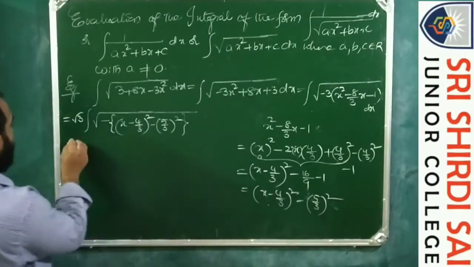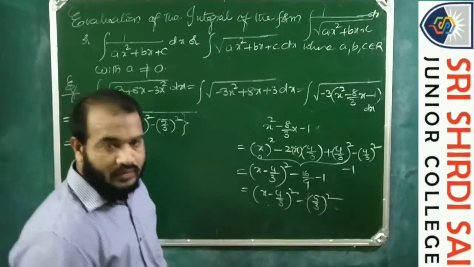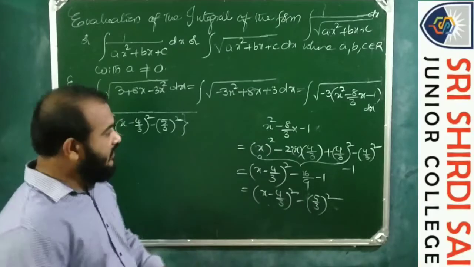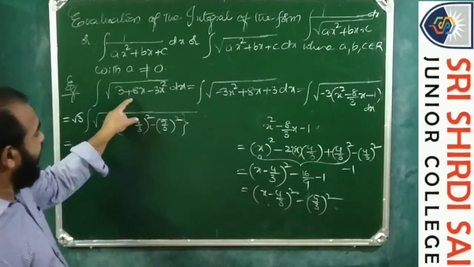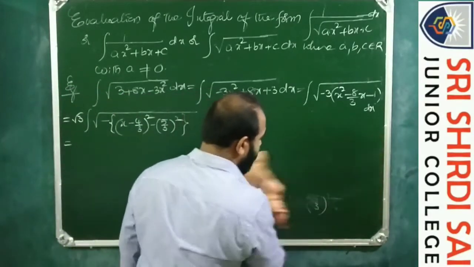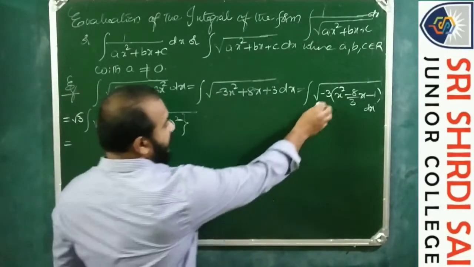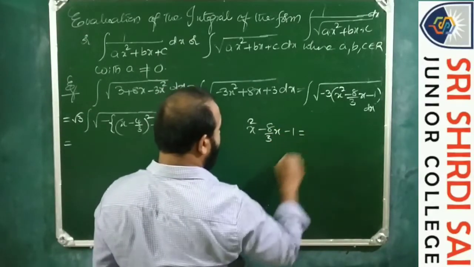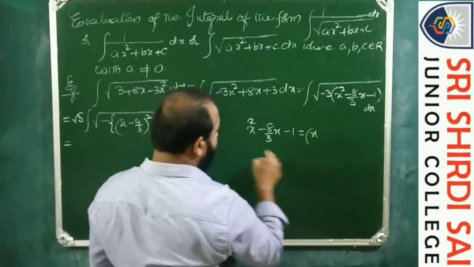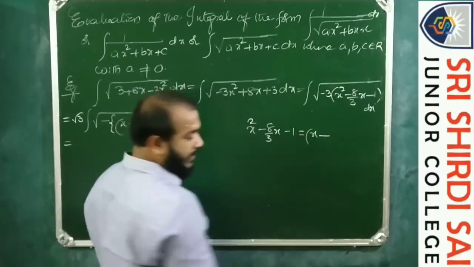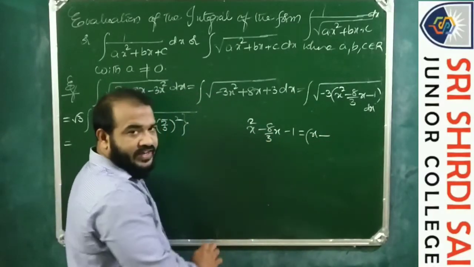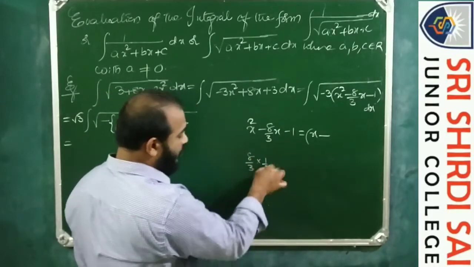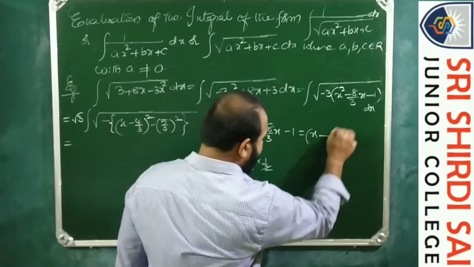So this is equal to... the shortcut, if you understand this concept it is okay, otherwise the shortcut of writing this directly is: see here, x square minus 8 by 3x minus 1 is equal to x square. You write x; if there is a minus you write minus. Here the x coefficient is 8 by 3, half of it we require, so 8 by 3 into 1 by 2 is 4 by 3. This 4 by 3 you write here, complete the square.